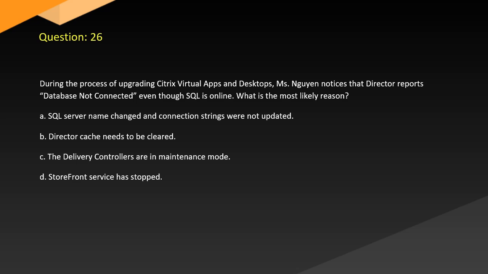Question 26. During the process of upgrading Citrix Virtual Apps and Desktops, an admin notices that Director reports the database is not connected even though SQL is online. What is the most likely reason? A. SQL server name changed and connection strings were not updated. B. Director cache needs to be cleared. C. The delivery controller is in maintenance mode. D. Storefront service has stopped.